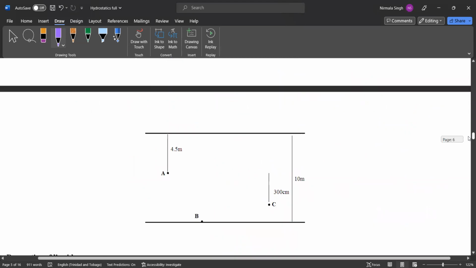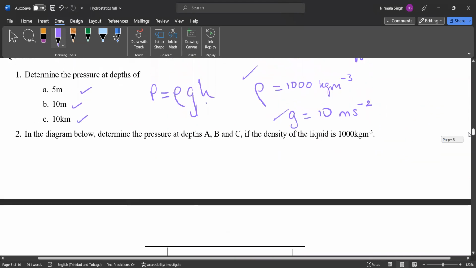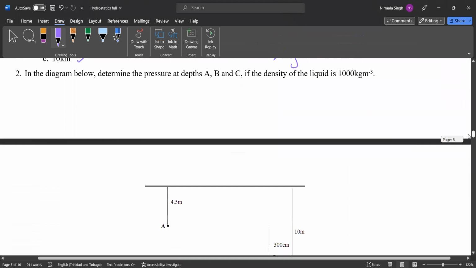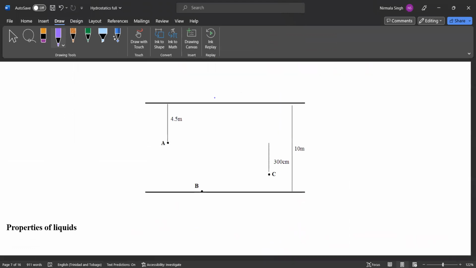I have a next question here, which is a combination of units. In the diagram below, determine the pressure at depths A, B, and C. Our density is 1,000 kilograms per meter cubed. That is the density of water. A is 4.5. B is at the bottom, and I already gave you the distance to the bottom. And C is 300 centimeters below A. So you kind of have to add some numbers.